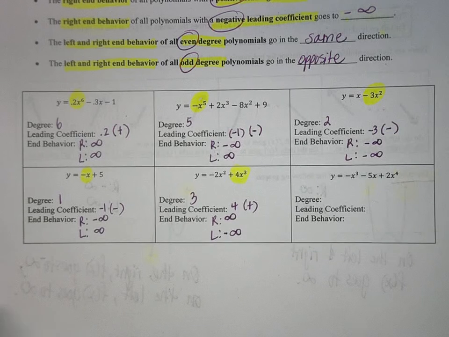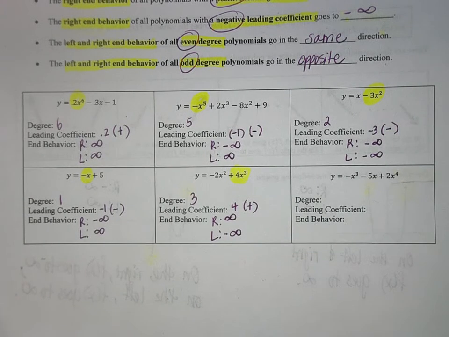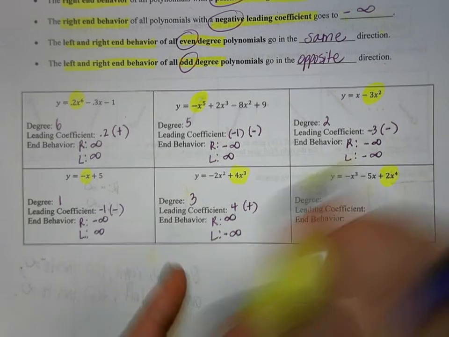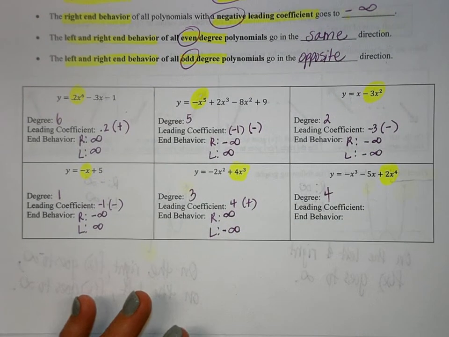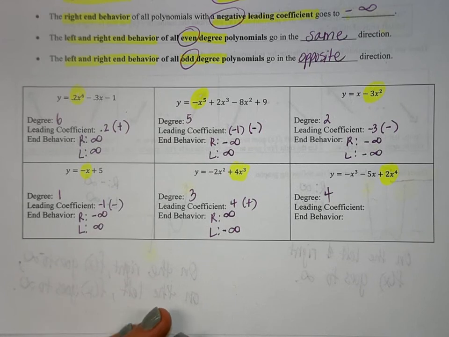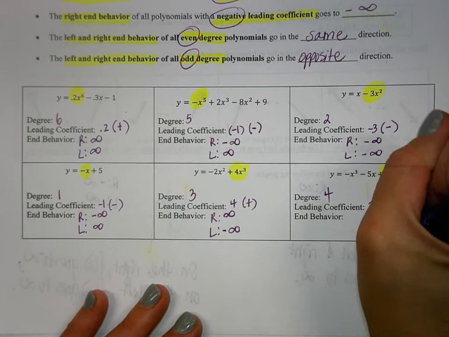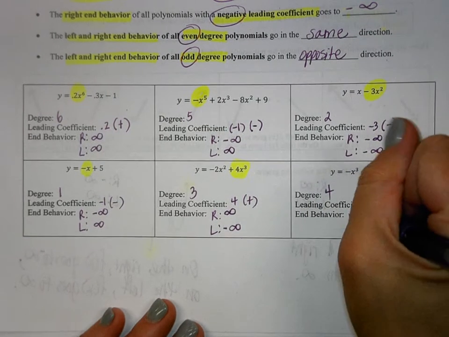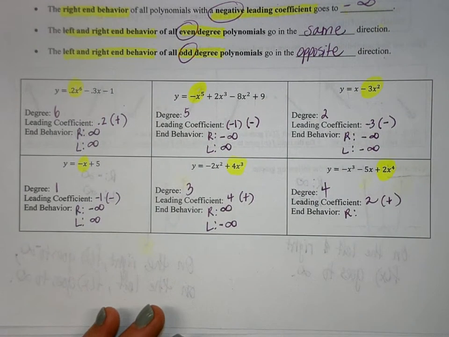Next one. Please tell me the degree. Lily, what's my degree? 4. Very good. 4 is correct. And my lead coefficient is what? Rena? 2. Good. 2 is correct. And that specifically is a positive number. Okay. Now, next, please tell me what the end behavior is and why.